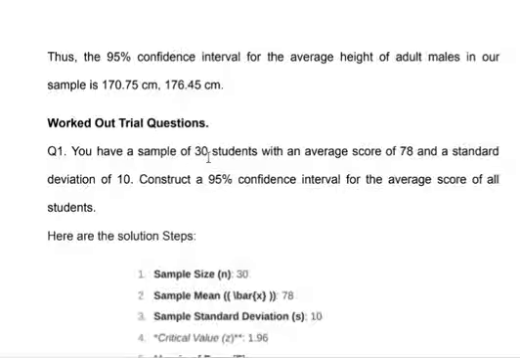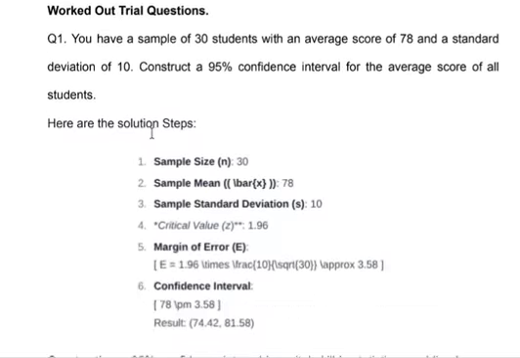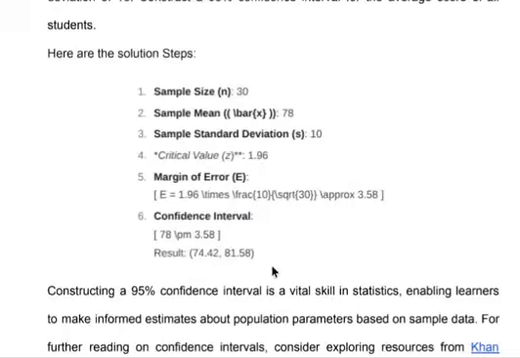Worked out trial questions. Q1. You have a sample of 30 students with an average score of 78 and a standard deviation of 10. Construct a 95% confidence interval for the average score of all students. Here are the solution steps.